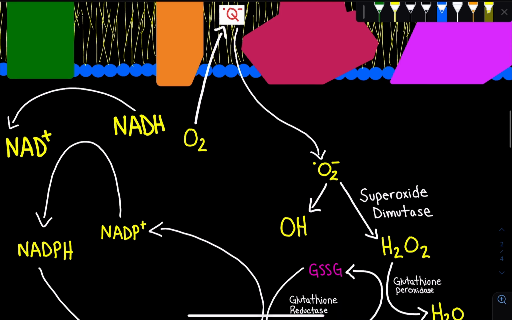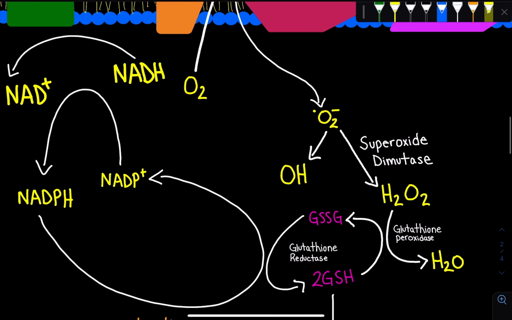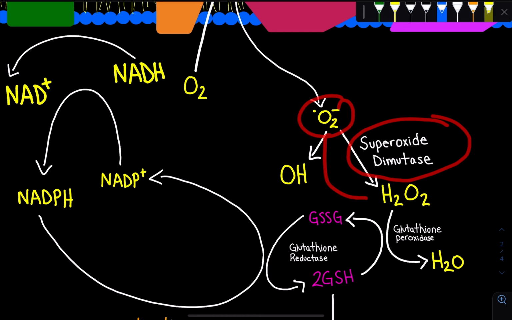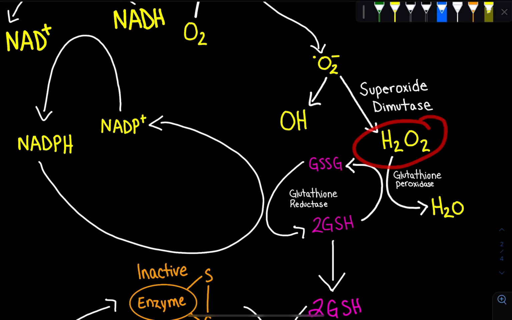molecule. So the mechanism we have in place to get rid of this reactive oxygen and its OH group is essentially utilizing the enzyme superoxide dismutase. Superoxide dismutase will convert O2 into H2O2. Now, H2O2 will then further be converted into H2O via the enzyme glutathione peroxidase.